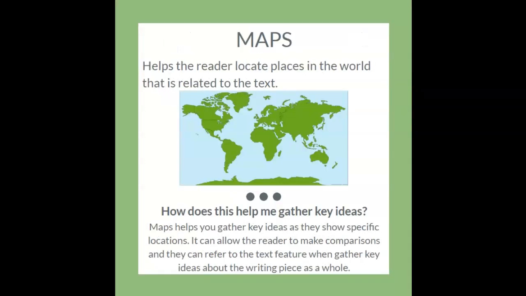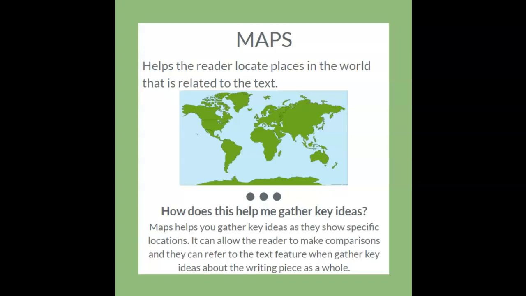Okay, maps. Maps help the reader locate places in the world that are related to the text. Okay, you'll see maps in your stories for this week. How does this help me gather key details? Maps help you gather key details as they show specific locations. It can allow the reader to make comparisons, and they can refer to the text feature when gathering key ideas about the writing piece as a whole.